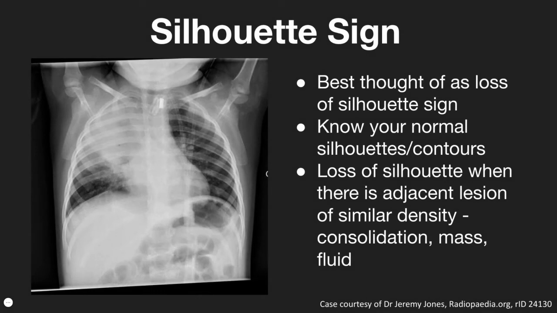In the example on the left, there is right upper and mid-zone opacity with loss of the superior portion of the right side of the mediastinum and to a lesser extent the right heart border, in keeping with predominantly right upper lobe and to a lesser extent middle lobe consolidation.